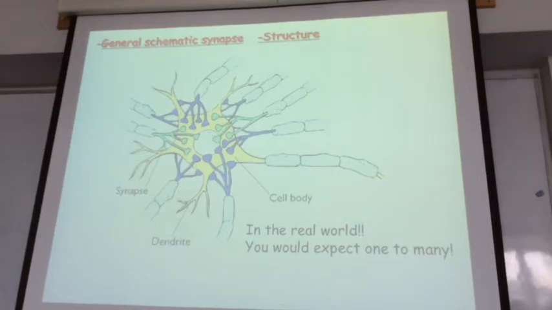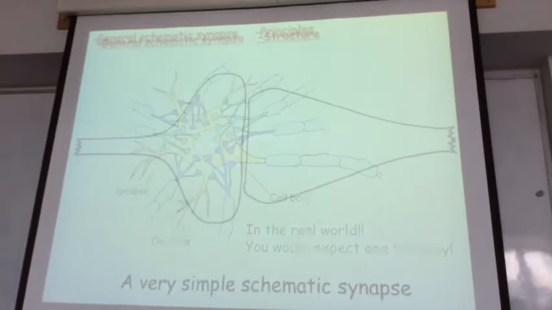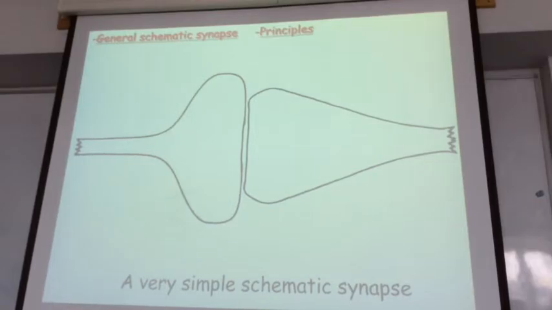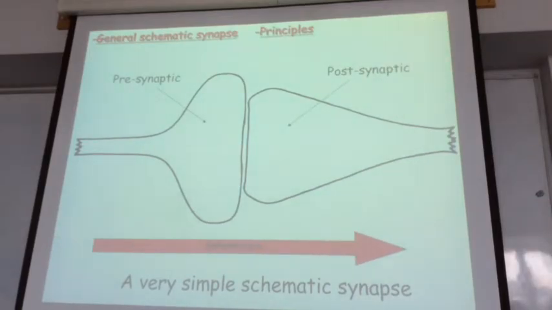Right, okay, so a simple synapse is going to be like this. Presynaptic terminal, a postsynaptic terminal. Information flows. The dogma is it flows always in this one direction from pre to post.